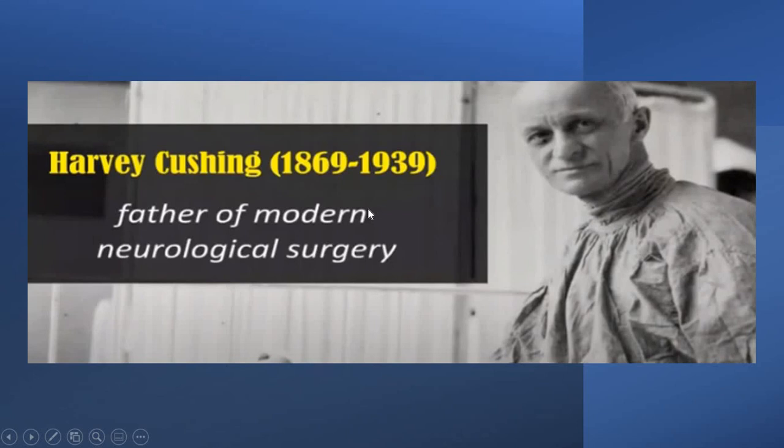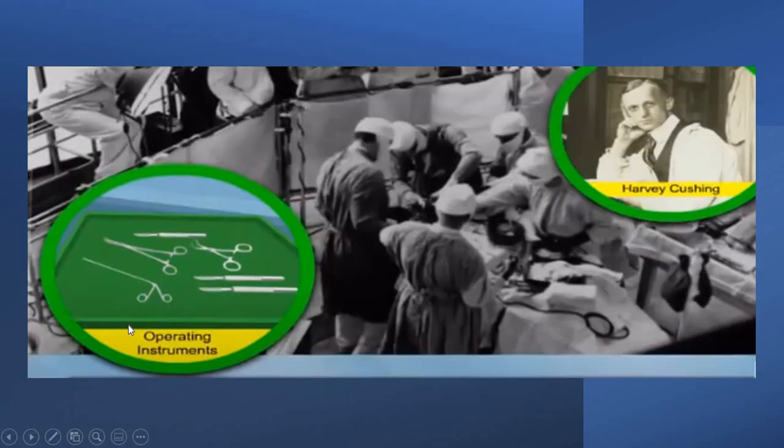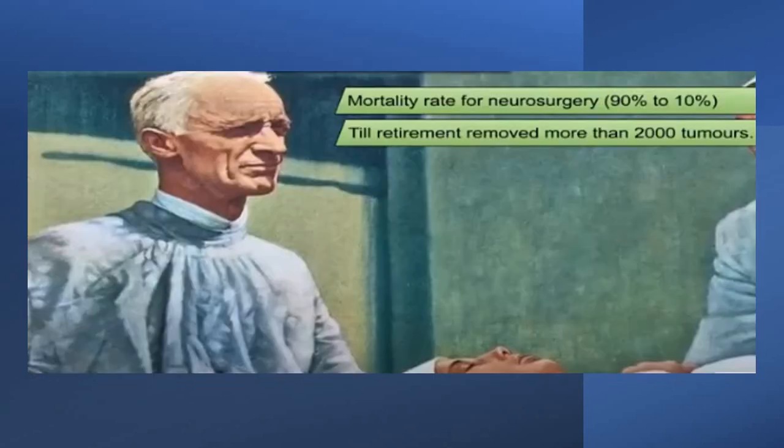Harvey Cushing, 1869 to 1939, is considered to be the father of modern neurological surgery. In the early part of the 20th century, he developed basic techniques and instruments for operating on the brain as a distinct surgical specialty. Cushing dramatically reduced the mortality rate for neurosurgery from 90% to less than 10%. By the time of his retirement in 1937, he had successfully removed more than 2,000 tumors.